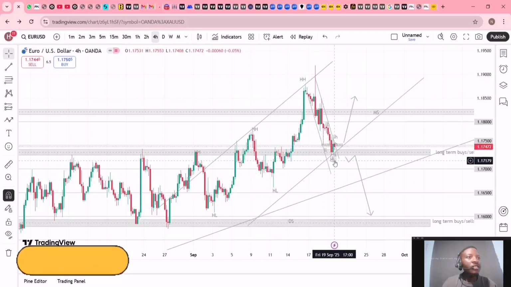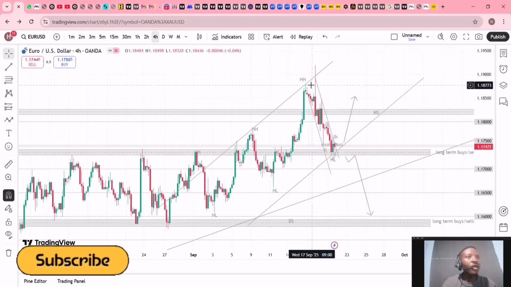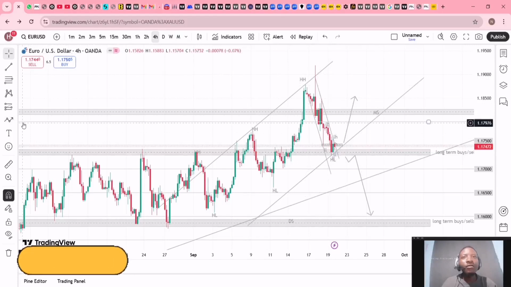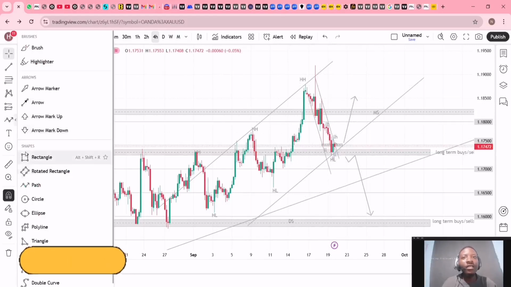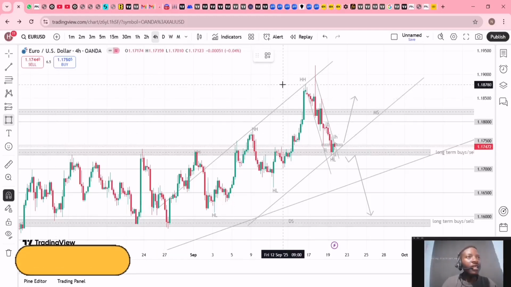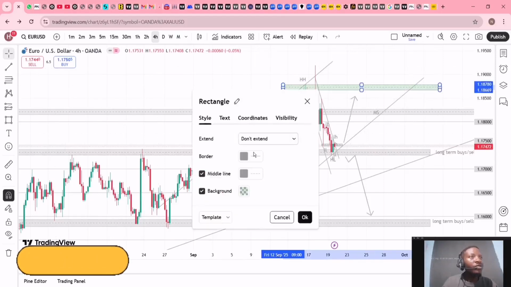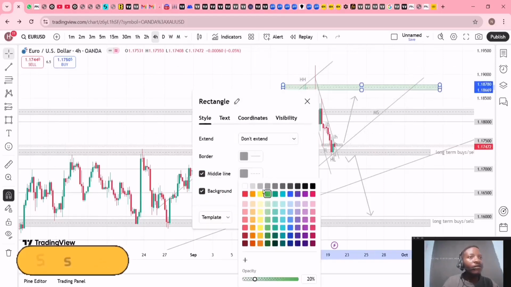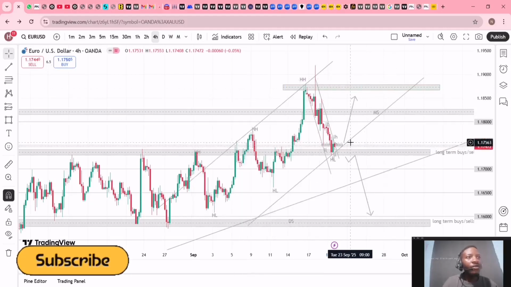I believe this is a higher low that has been formed, so we might see market push back up to form another higher high. If we push back up, in order to form another higher high, we will need to break this higher high. As such, market will need to break this higher high in order to form another higher high. So this is what I'm seeing for EURUSD.